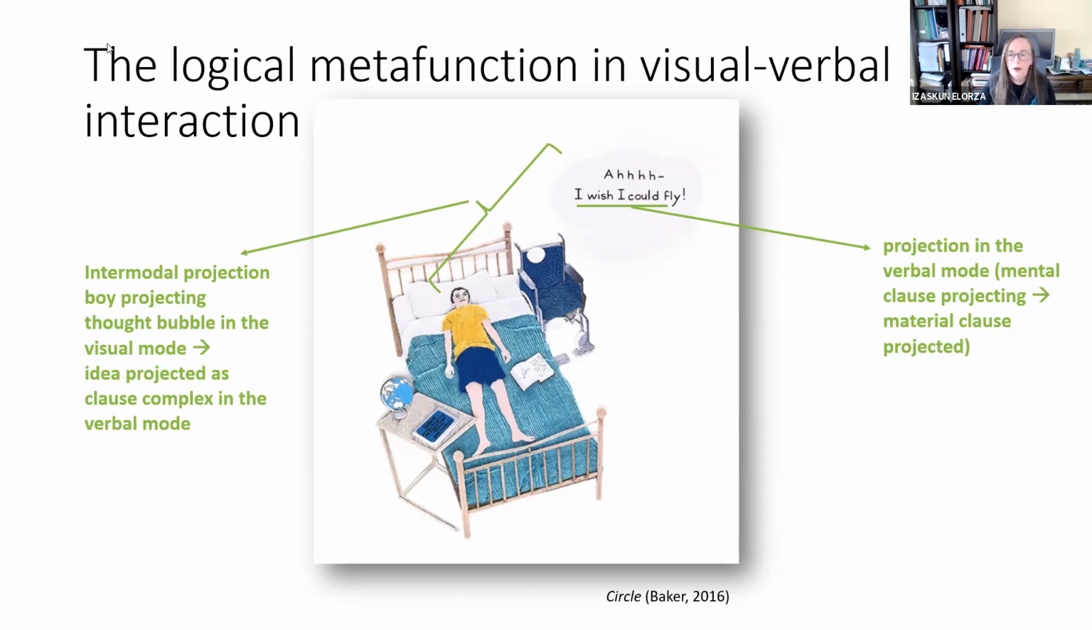On the one hand, if we pay attention to the verbal mode, we have "I wish I could fly." We know that there is projection there. So there's projection in the verbal mode constructed through a mental clause, which is projecting a material clause, which is the projected one. But on the other hand, there is also intermodal projection. So we have the boy, which is constructed visually, projecting a thought bubble in the visual mode. And the idea is projected as a clause complex in the verbal mode. So it can be acting in this double way, if you want.